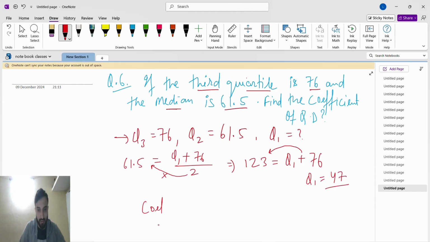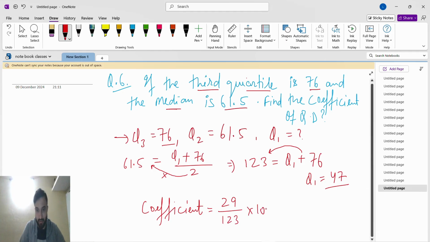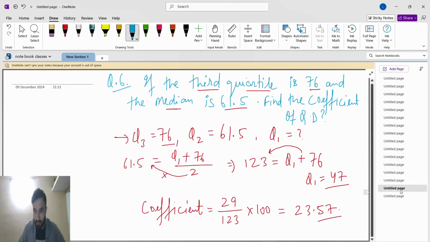Now we have to find the coefficient. The coefficient is (Q3 minus Q1) divided by (Q3 plus Q1), into 100. So 76 minus 47 is 29, divided by 76 plus 47, which is 123, into 100. So 29 divided by 123 into 100 is 23.57.